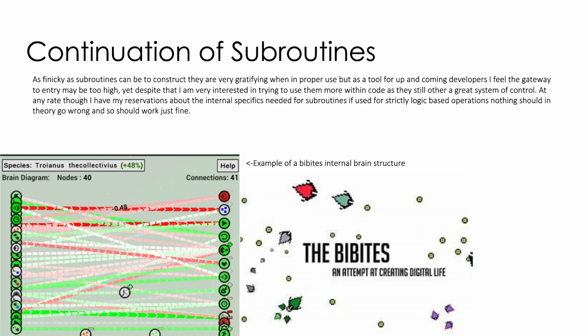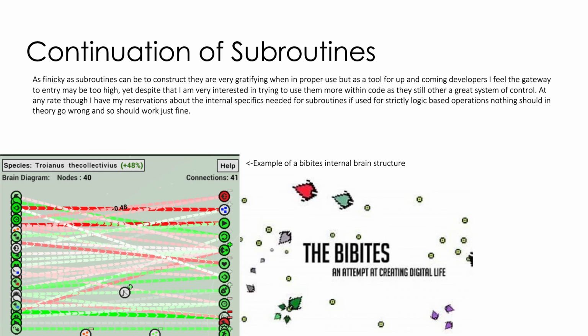As finicky as subroutines can be to construct, they are very gratifying when in proper use. But as a tool for up and coming developers, I feel the gateway to entry may be too high. Yet, despite that, I am very interested in trying to use them more within code, as they still offer a great system of control. At any rate, though, I have my reservations about the internal specifics needed for subroutines. If used for strictly logic based operations, nothing should, in theory, go wrong, and so work just fine.